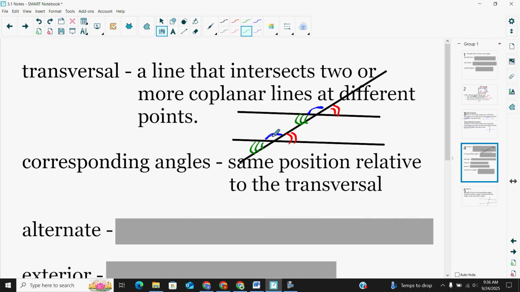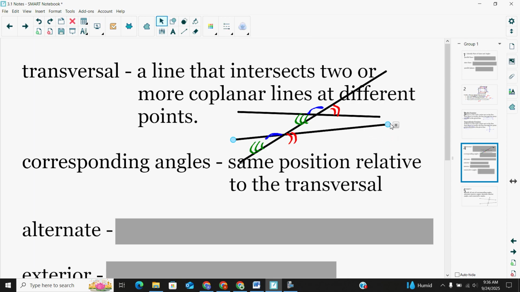I guess I marked them 1 and 1. That indicates that they're equal to each other. We don't know that. They don't have to be equal to each other. We'll talk a lot more about that soon, but notice, this angle here and this angle here are definitely not equal to each other. So go with the colors, not necessarily the, hey, this and this are the same. They look the same at the moment. So corresponding angles, same position relative to the transversal.